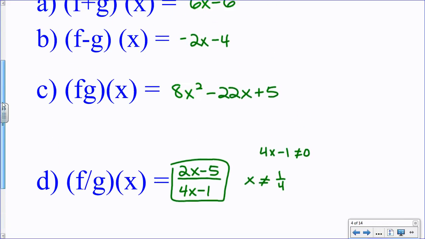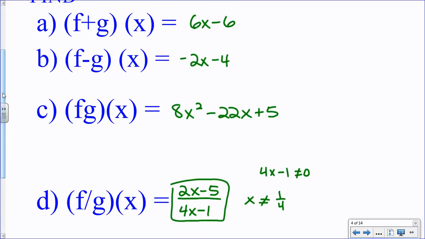So any questions about these four? Okay, so we're going to do a couple examples of these quotients of the division and go into detail about the domain.